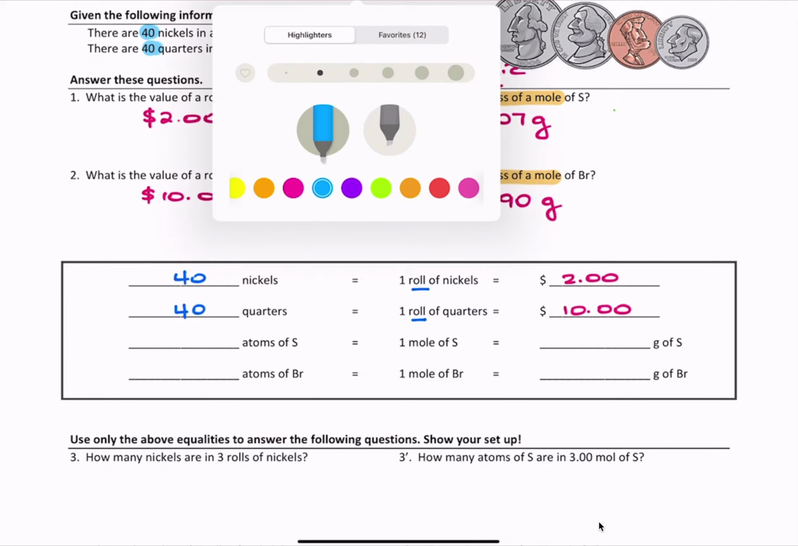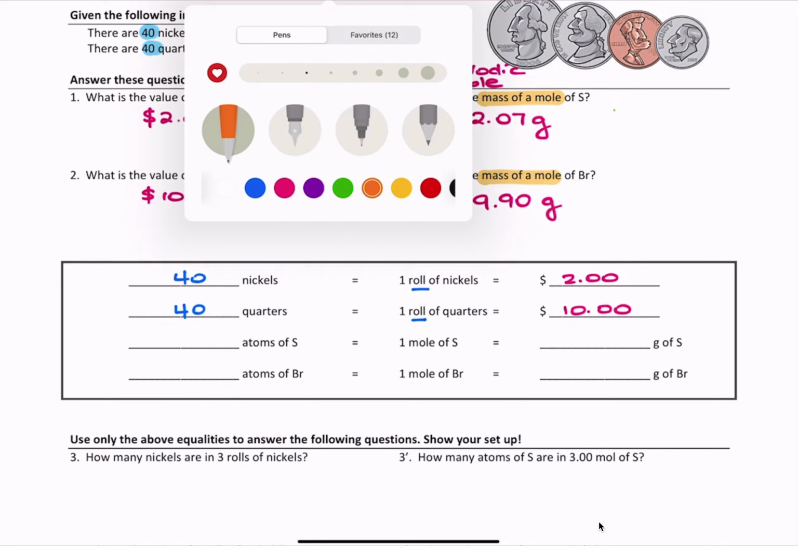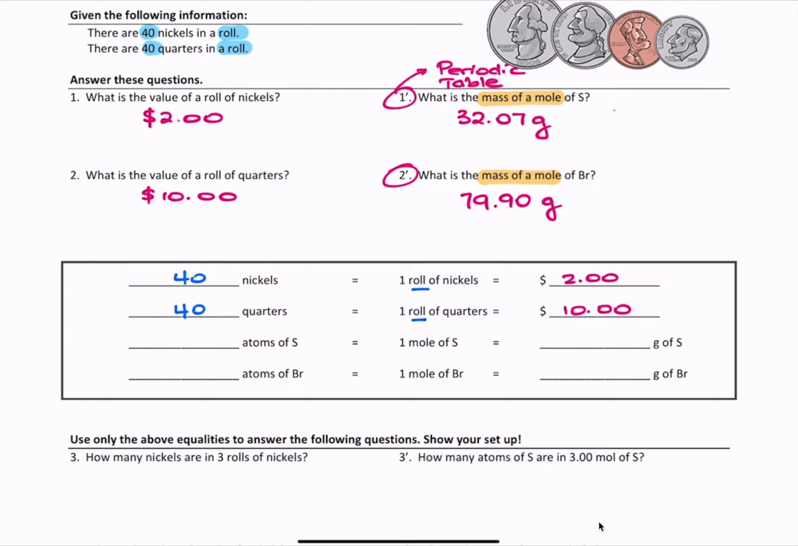We just talked about the mole, okay? And I told you that the mole is a counting number. It's called the Avogadro's number, and therefore, as I said, value. The mole, no matter what you're talking about, will be equal to 6.02 times 10 to the 23rd. And it's a very big number. So, now, using the information we have in 1 prime and 2 prime that we found on the periodic table, we know that a mole of sulfur weighs 32.07 grams and a mole of bromine 79.90.